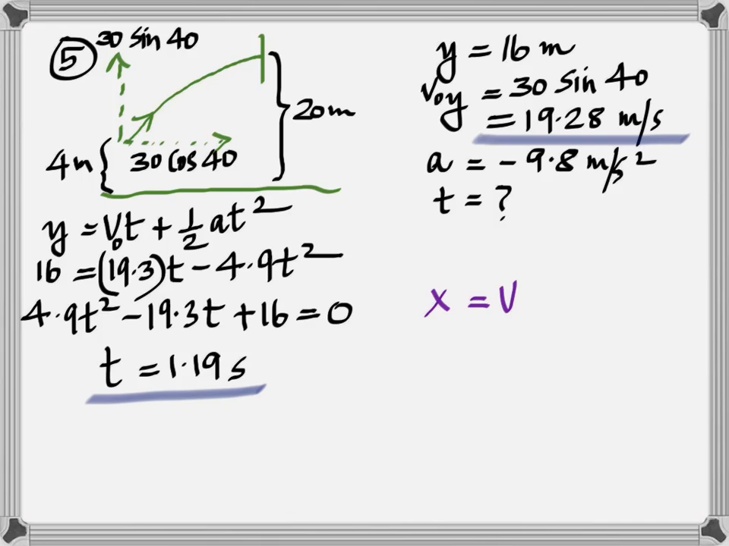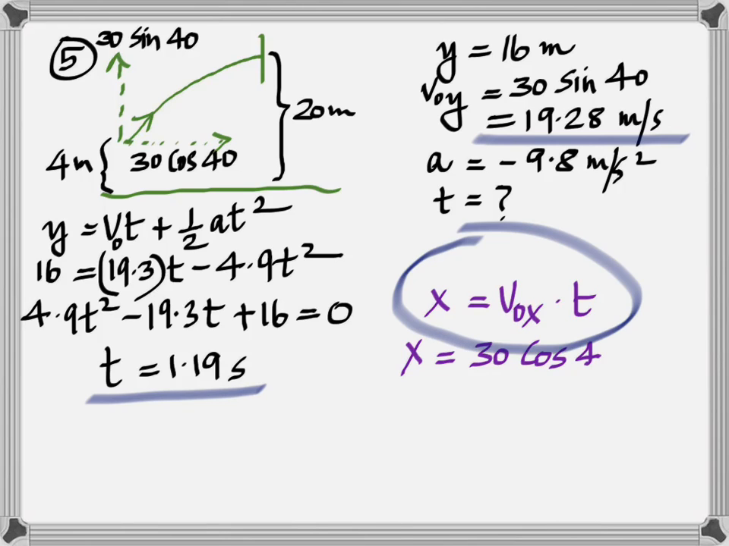Now, the horizontal displacement is always given by the constant horizontal velocity into time. So that's an equation that's always used when the velocity is a constant. So it's 30 cos 40 multiplied by the time that we got, which gives us 27.34 meters.